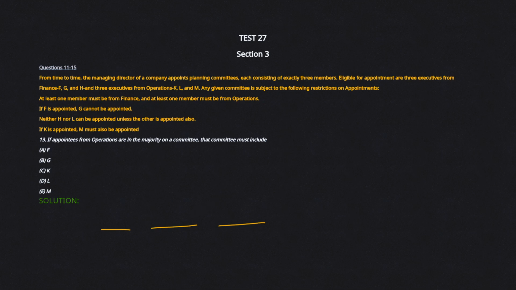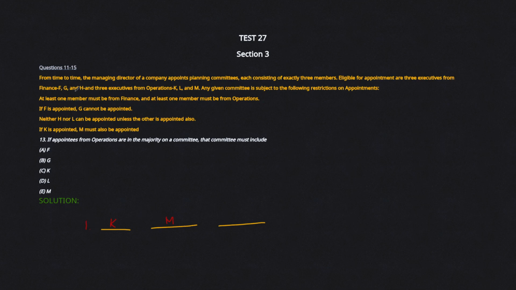So, for that, we already know if we appoint K, we have to appoint M. So, let's just start with that. Let's just say we have appointed K, and then we have to appoint M as well for that reason. And then we can appoint either F or G. Now, why not H? Because we cannot have H for this case. Let's just say it's case 1.